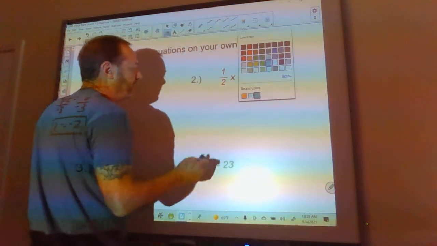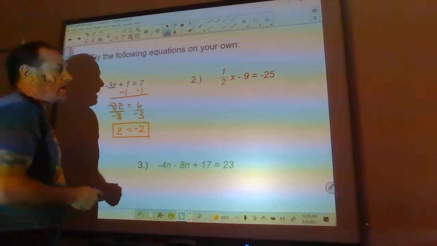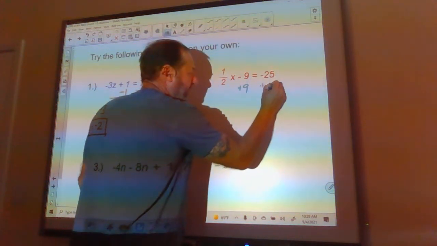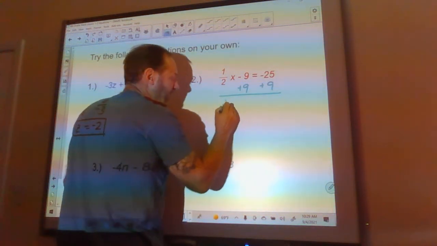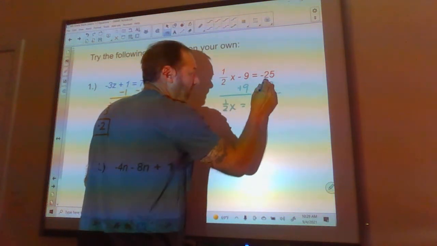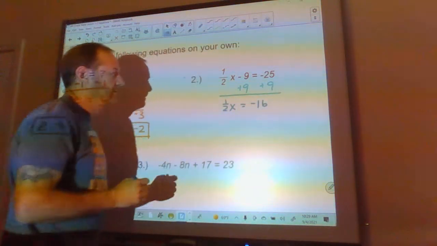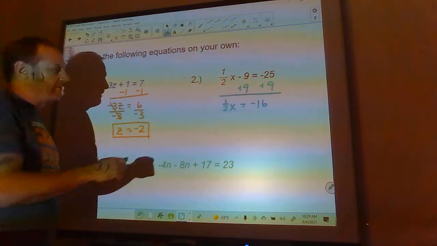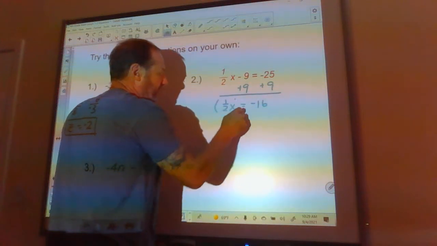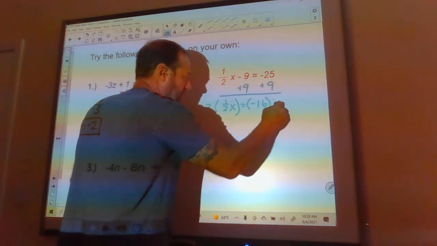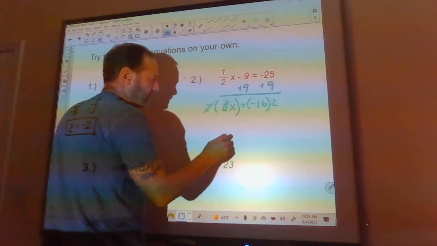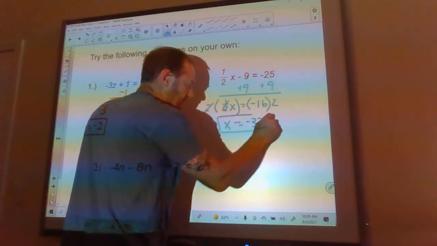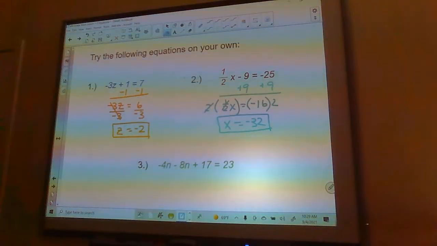Okay, over here. First thing I'm going to do is get rid of this -9. So I'm going to add 9 to both sides. So I get 1/2 x equals -16. All right, how do I get rid of a 1/2 x? I multiply both sides by 2. Makes that half go away. And I get x equals -32. I can't go any farther, so that one's done.